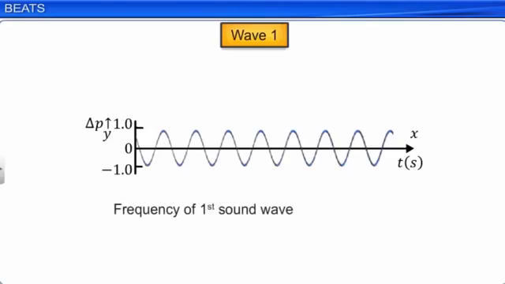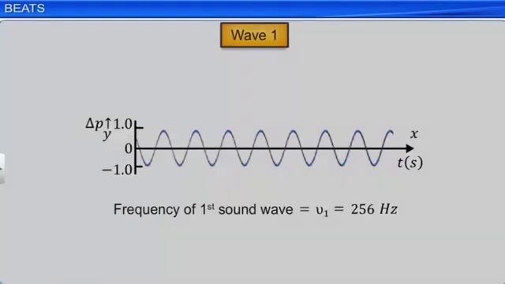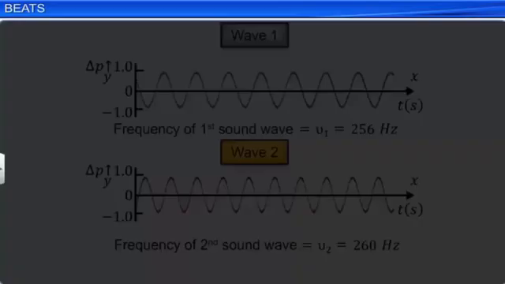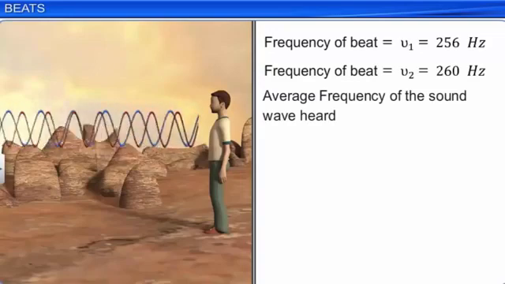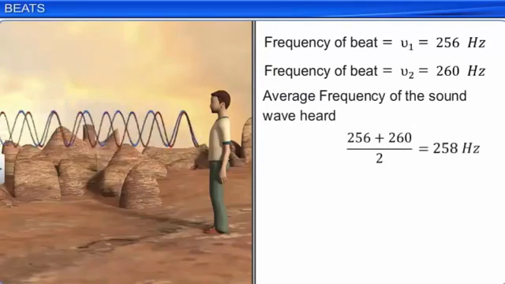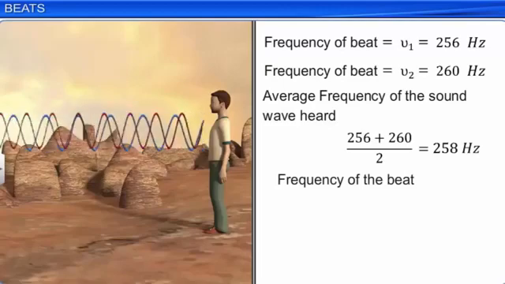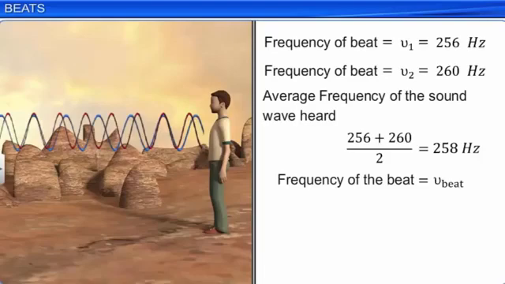Let the frequency of the first sound wave, nu1, be 256 Hz, and the frequency of the second sound wave, nu2, be 260 Hz. The average frequency of the sound wave heard by the man is equal to 258 Hz. The frequency of the beat, expressed as nu beat, is equal to the difference between nu1 and nu2. On substituting the values of nu1 and nu2 and calculating, we get the value of nu beat is equal to 4 Hz. Let us place these observations into a mathematical expression.